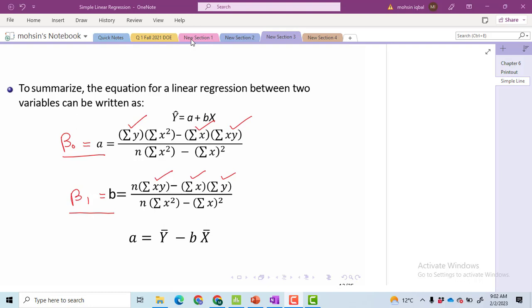Hi, this is the fourth part of the video series Simple Linear Regression Analysis. In this part, we will compute the summation of x square. It has been used first there, and at three places. So now we will move towards the calculation.